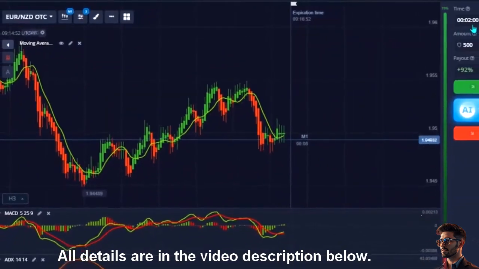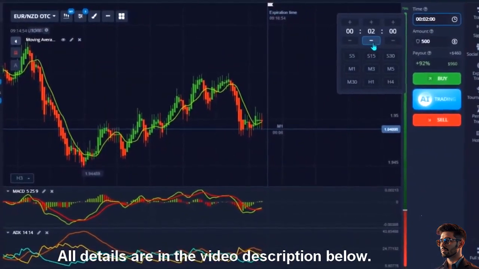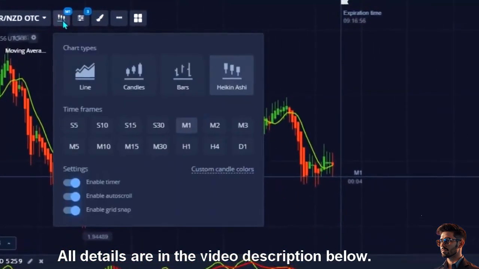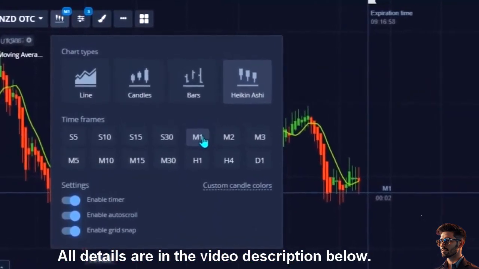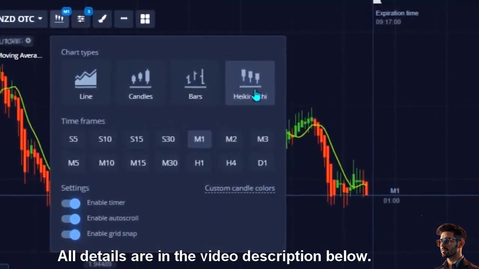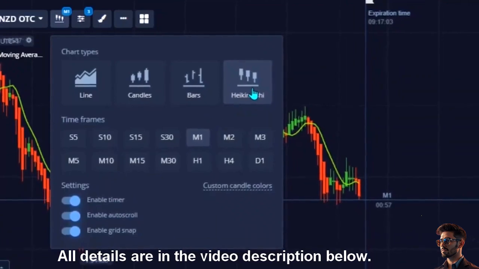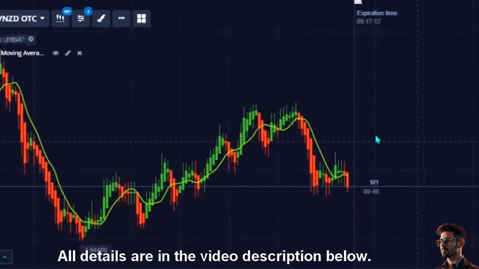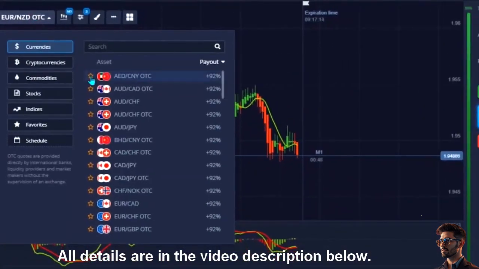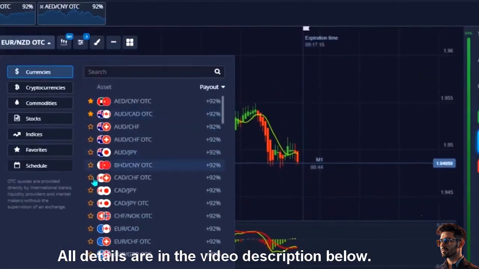So this is a 2-minute strategy. I'll be doing this on 2-minute trade time, and my candle time frame is 1 minute. I'm using 1 minute candle time frame, and of course I'm making use of Heikin Ashi candlesticks. So that's pretty much all the setup. I'll be doing it also with the OTC market. The strategy works very powerfully with OTC, so I'll be trading with OTC right now.